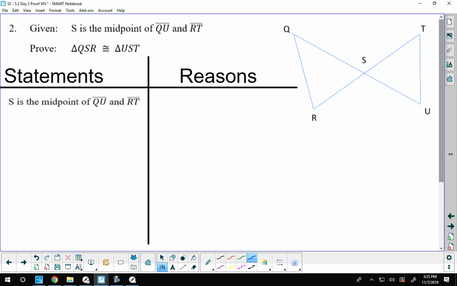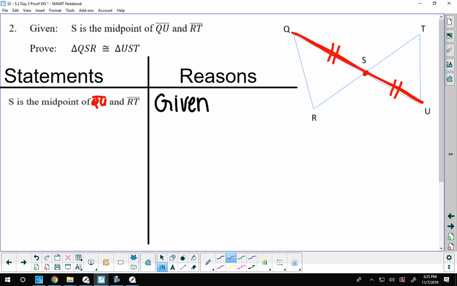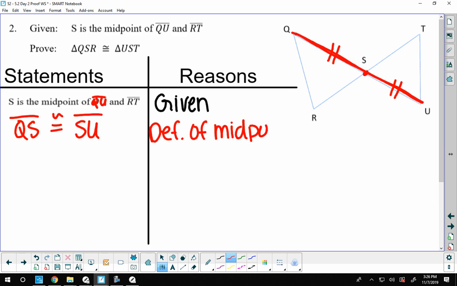Here we have the given that S is the midpoint of segment QU and segment RT. So there's actually kind of two givens there. Okay, if S is the midpoint of segment QU, I'm going to highlight QU, and that means S is in the middle. So that means that this half of QU is congruent to this half of QU because S splits it in half. So we know that segment QS is congruent to segment SU by the definition of midpoint, since S was the midpoint of segment QU.